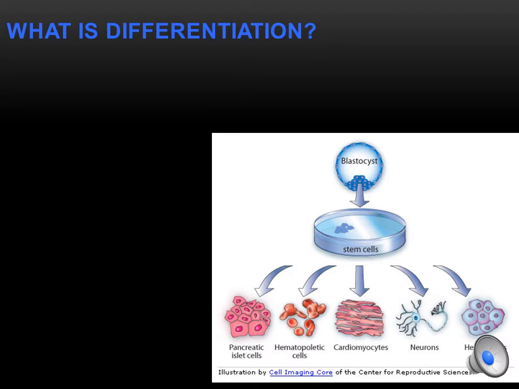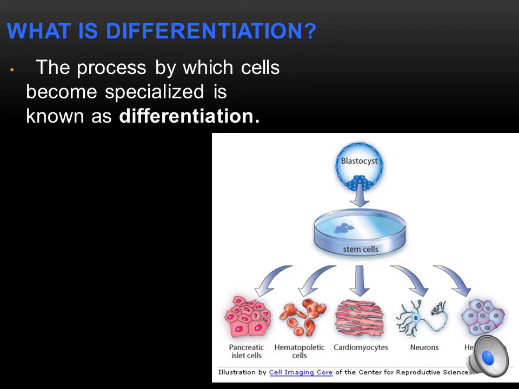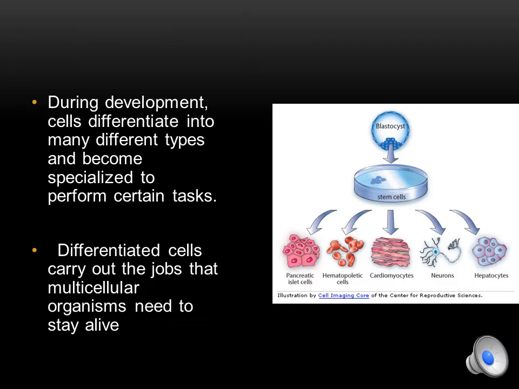So what exactly is differentiation? That's the name that's given to the process for the cells becoming specialized. So during development, cells can differentiate into many different types and become specialized to perform certain tasks. These differentiated cells carry out the jobs that multicellular organisms need to stay alive.